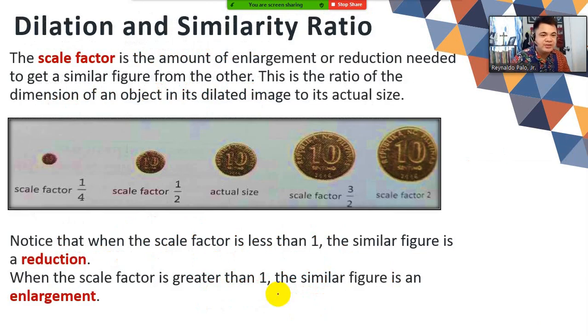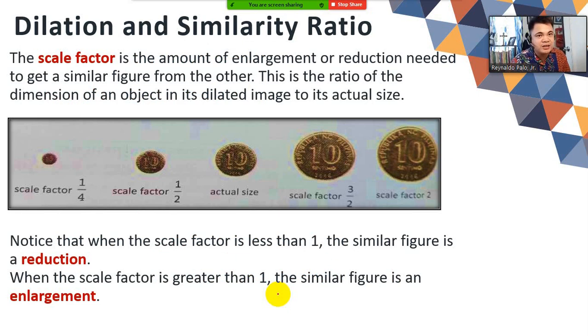Dilation and similarity ratio. The scale factor, by the way, before we proceed, is the same as the similarity ratio. Dilation is a matter of making the object larger or smaller.